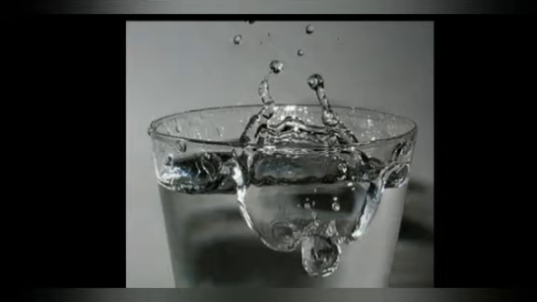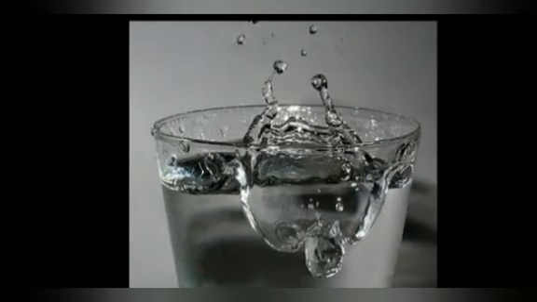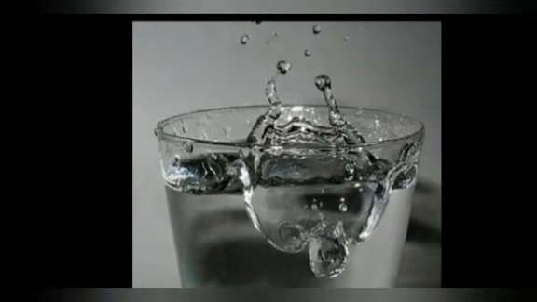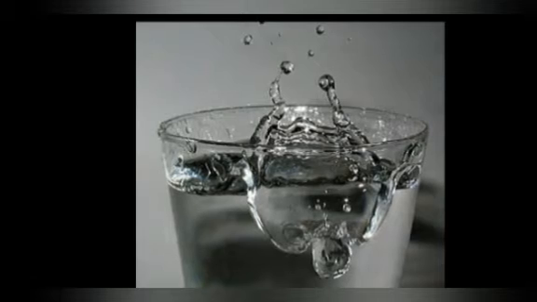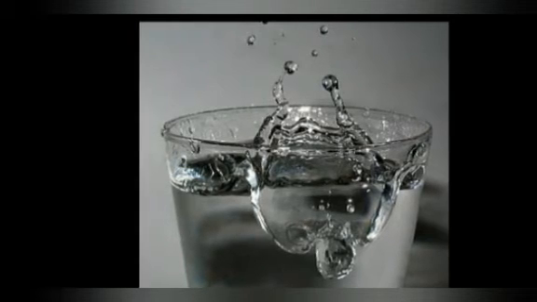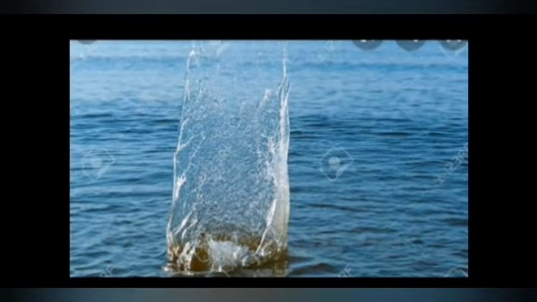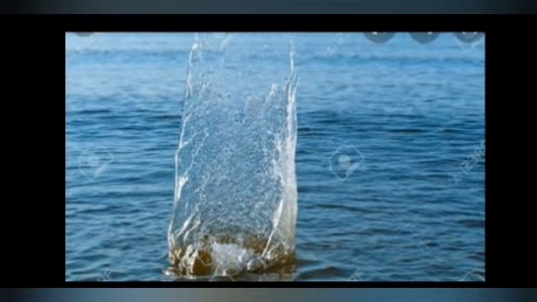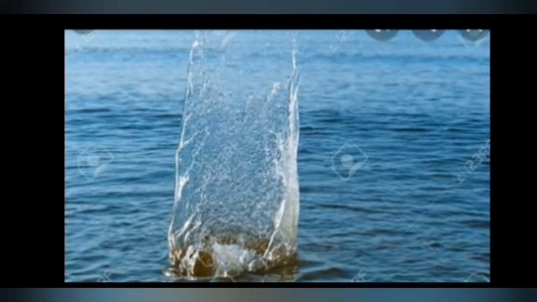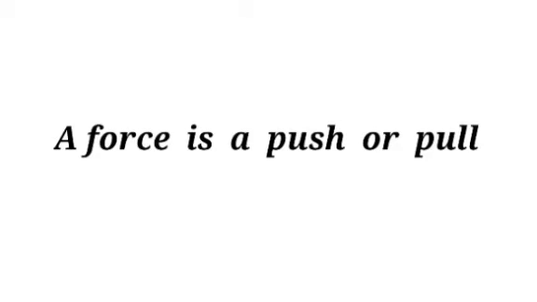Now look at the picture. Water splashed. When the stone was dropped, the water splashed outside. The stone exerted a force on the water, due to which it splashed. When the bigger stone was dropped, more water splashed. So the bigger stone exerts more force, so more water splashed. Which means a force is a push or pull, and it has different effects on different objects.